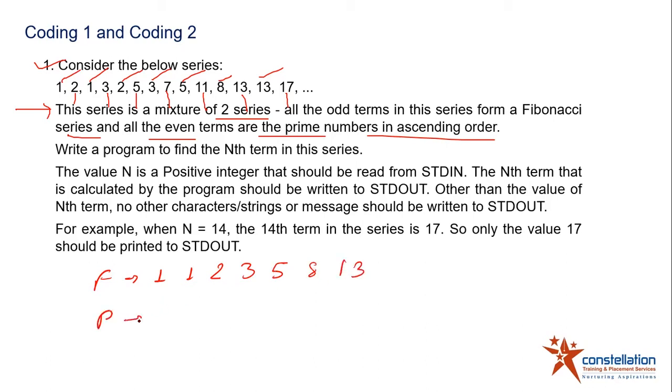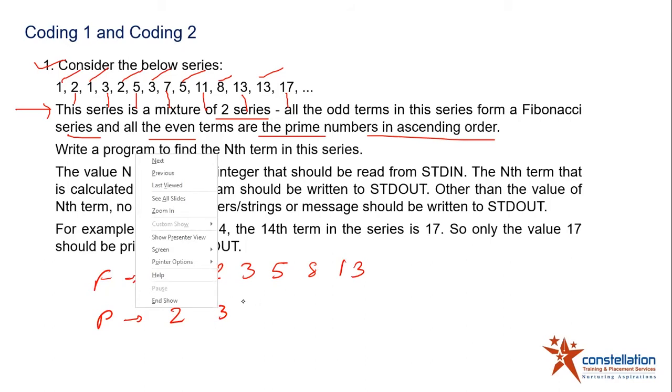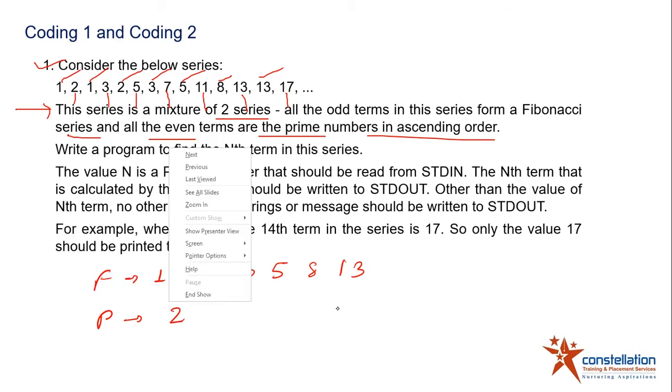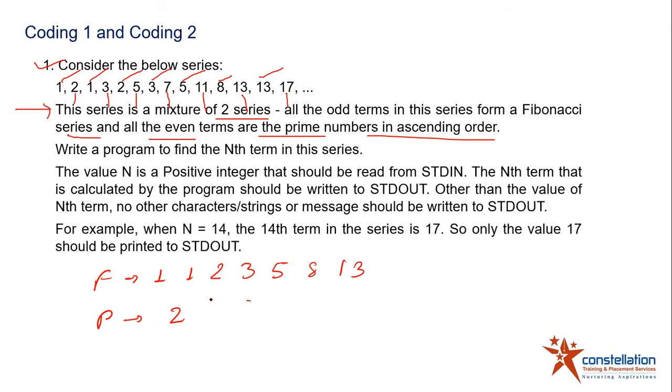Then we have the prime number series P, which is 2, and then 3, then 5, then 7, then 11, then 13, and then 17.